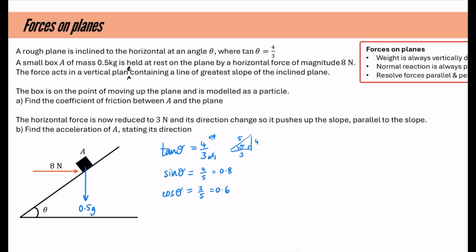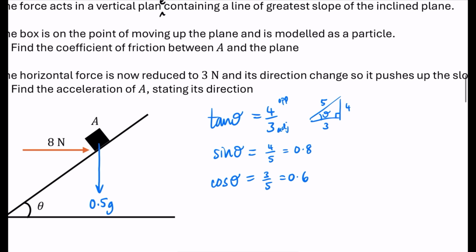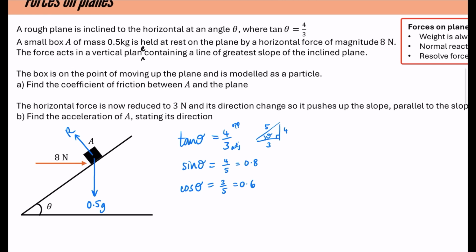It then says that the box is on the point of moving up the plane and is modelled as a particle. Find the coefficient of friction between A and the plane. Okay, so we've done the weight, but we do need to add in the normal reaction, which is going to be perpendicular to the surface like this. We've been told that it is a rough slope, and it's on the point of moving up. That means it's in limiting equilibrium, so that friction has reached its maximum.